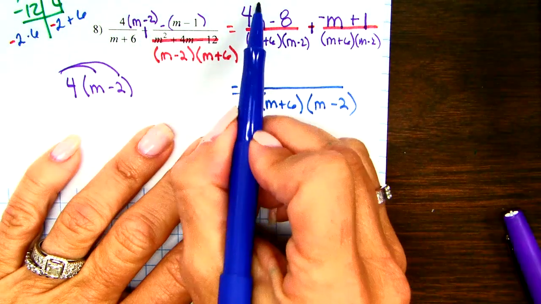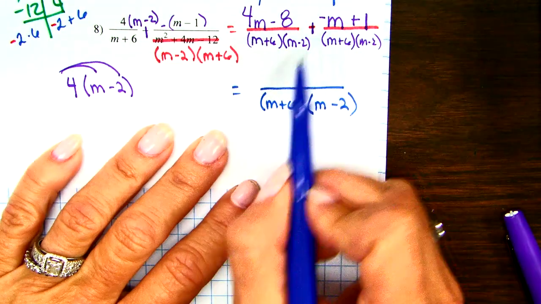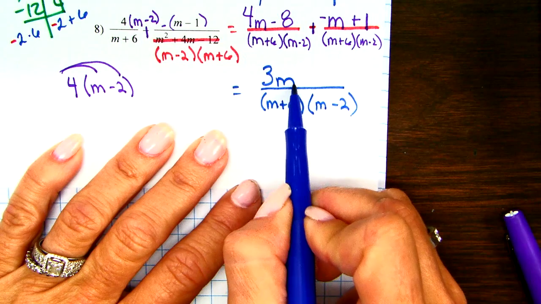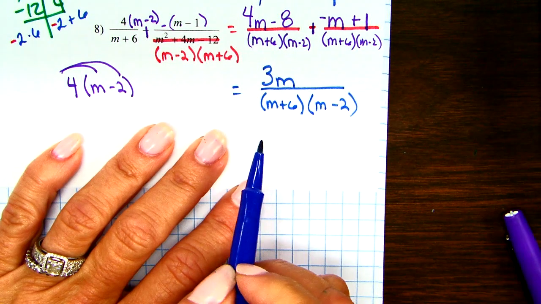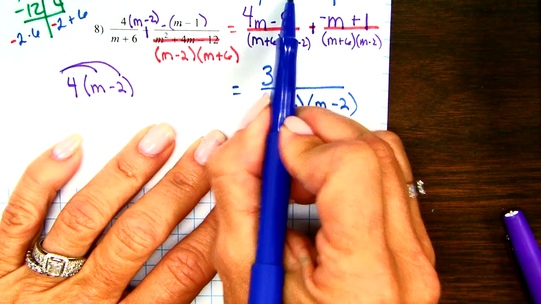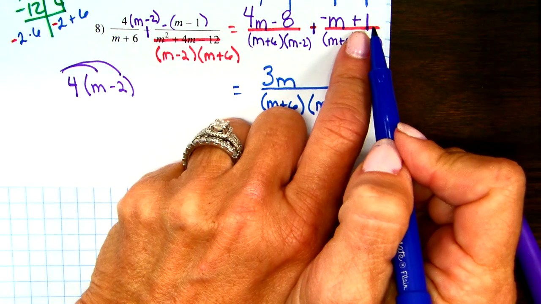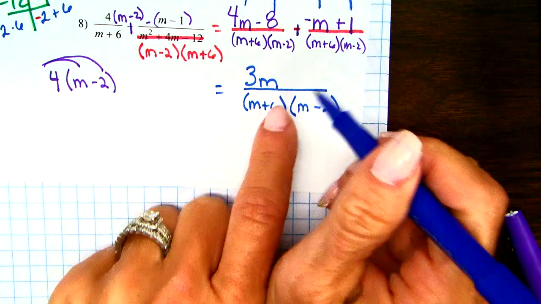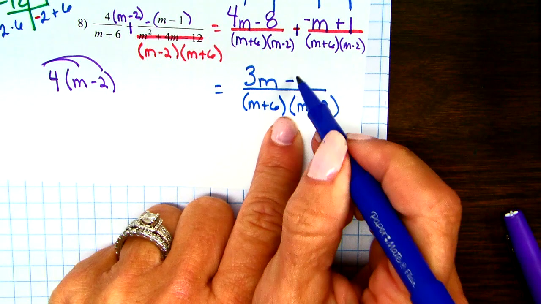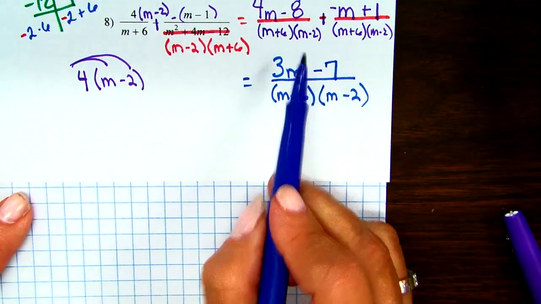So look for any like terms. 4m minus m is 3m. And what a lot of people are going to mess up on is this right here. If you forget what I just said about the signs, you would have left your 1 negative. So you would have had negative 9 here versus negative 7, which is the correct answer.